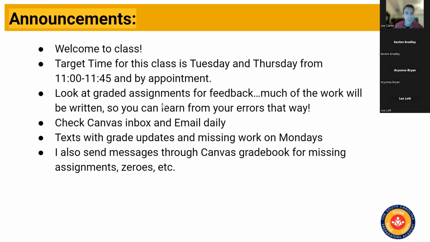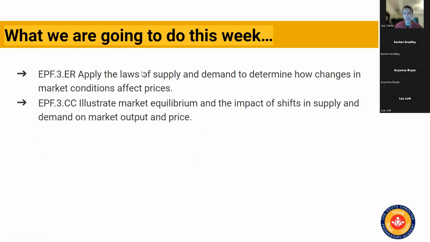Okay. So what we're doing this week is looking at supply and demand. There's a couple of different standards on this, and determining how changes in market conditions affect prices. Today we're going to finish up on supply and then talk about market equilibrium, which is basically the idea of how prices are set. Like, how do we end up with the prices where they are?